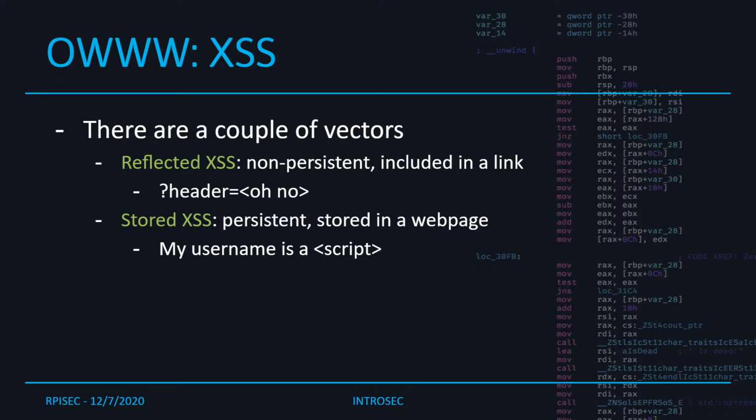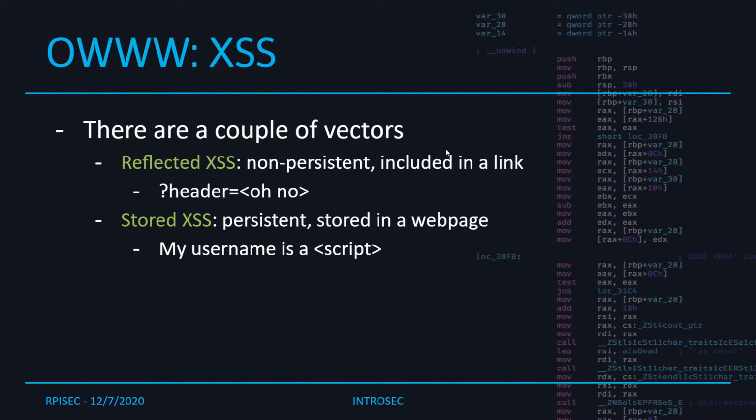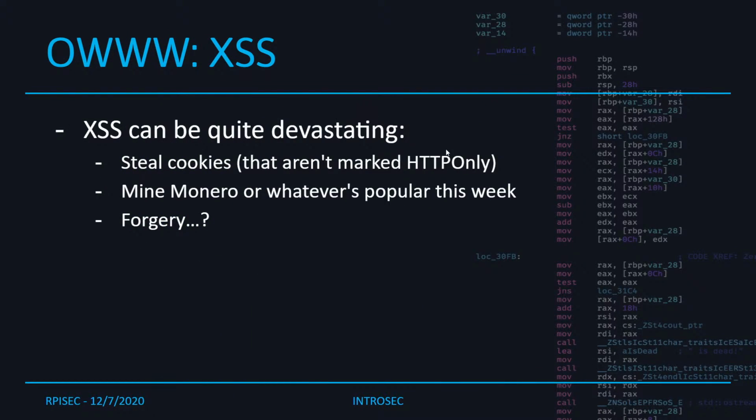There's also stored XSS, which is when it's persistent and it will keep showing up over and over again. So if my username has been changed to alert oops, that is persistent XSS. Every single person who loads the website and sees my name will get the script running.